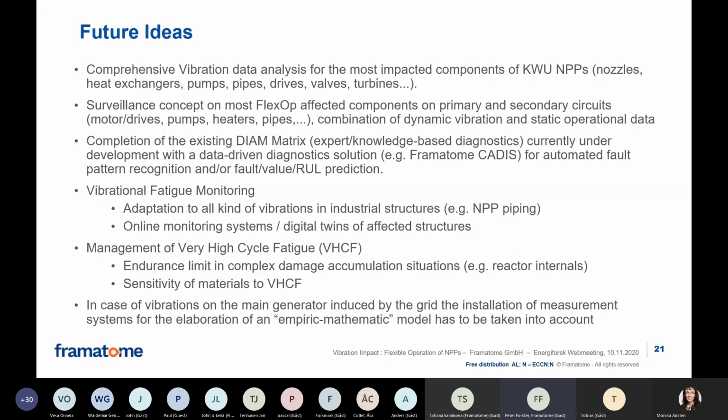Also could be an item, very high cycle fatigue management, because it's a quite complex damage accumulation situation, especially of reactor internals, and special sensitivity of materials to very high cycle fatigue. And last but not least, in case of vibration of the main generator, there could be further measurements and analysis with empiric mathematical model taken into account.